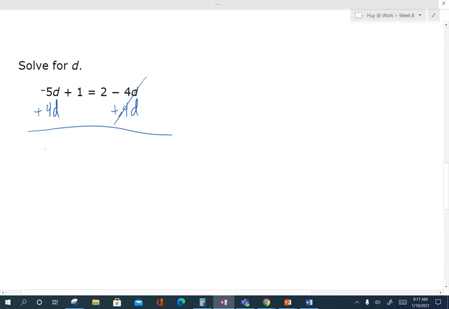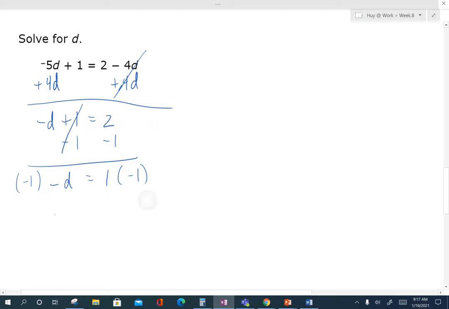Negative 5D plus 4D is a negative 1D. Plus 1 equals 2. All right, so I can subtract 1 on both sides. 1 minus 1 cancels out. Negative D equals 2 minus 1 is 1. So now I'm going to multiply both sides by negative 1, so that my negative D now becomes a positive D. Negative 1 times negative 1 equals positive 1.